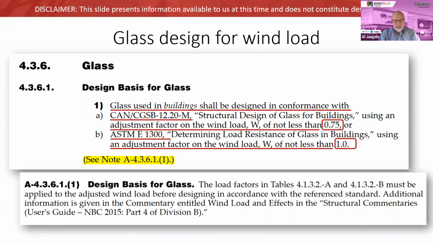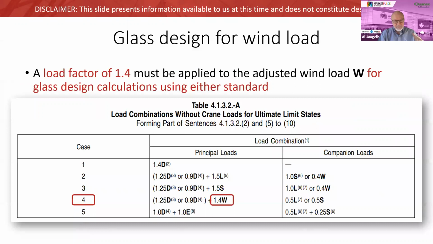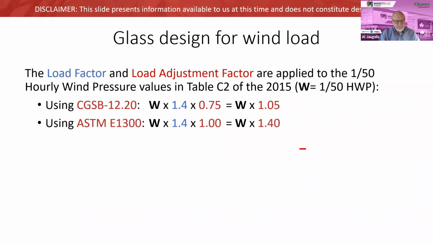And there's a note that applies here, which tells us about additional factors that have to be applied to this adjusted wind load before you can design with one of those standards. And this is the load factor they're referring to. Essentially, it's a multiplier of 1.4. Here, the value of W is your 1 in 50 hourly wind pressure. So you start off by multiplying your hourly wind pressure by 1.4, then you apply your adjustment factors.